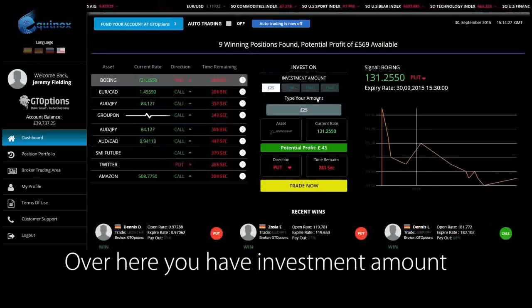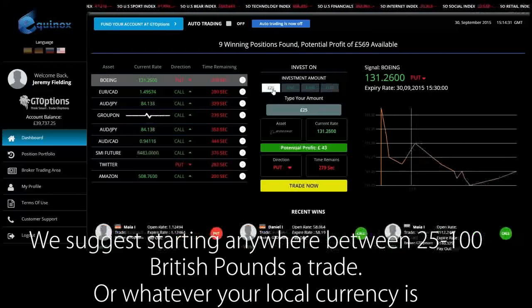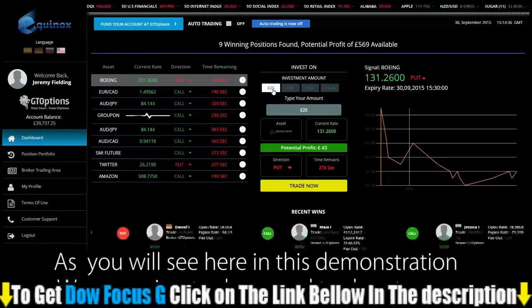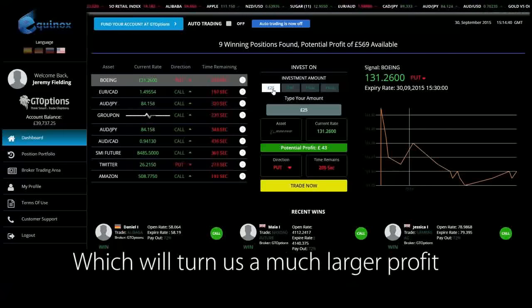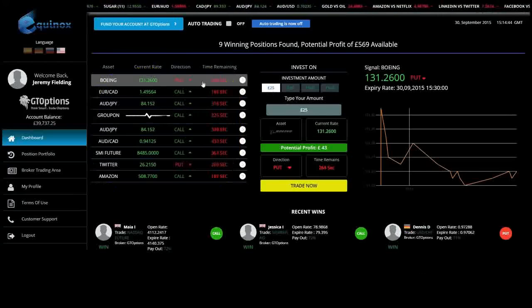Over here, you have investment amount. We suggest starting anywhere between 25 to 100 British pounds a trade, or whatever your local currency is. As you will see here in this demonstration, we're going to do several trades at once, which will turn us a much larger profit. So let's go ahead and just pick any asset over here.